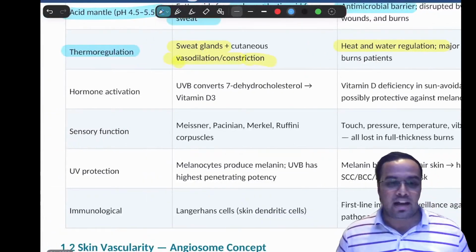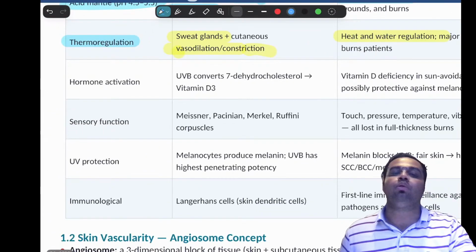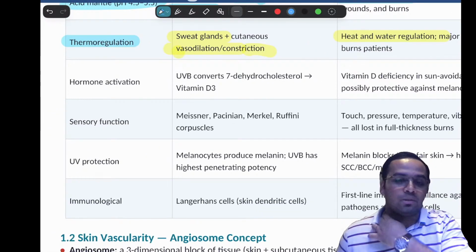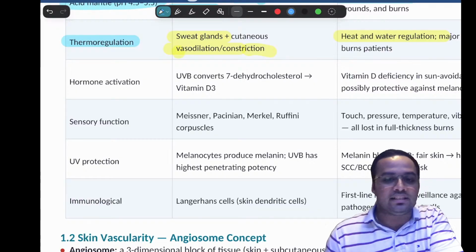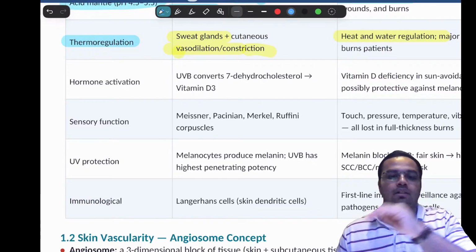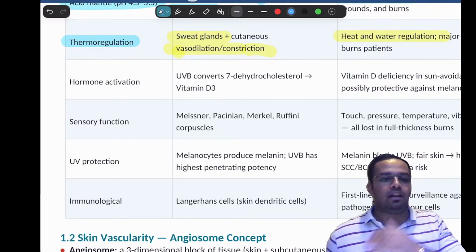Then comes the hormone activation. We all know about vitamin D conversion. Whatever UV rays fall on the skin are going to convert the 7-dehydrocholesterol into vitamin D3.